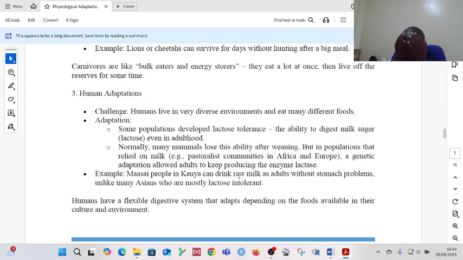So humans generally have a fairly flexible digestive system. Being flexible means it can adapt depending on the foods that are available. And what dictates the availability of foods is either culture or environment. So on the basis of culture and the environment, varied foods will be available to the human populations found in that particular place.